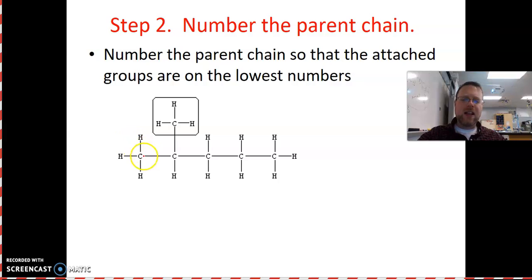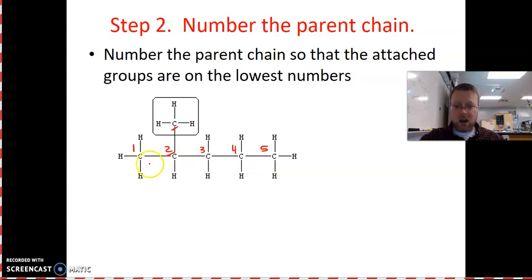Numbering the parent chain. Again, it's really important that when you number your chain, you number it so that whatever attachment you have on that chain is at a lower end. I could start numbering from 1 over here or from 1 over here, but it looks like this is going to be better. I'm going to number this chain 1, 2, 3, 4, 5. If this attachment had been closer to this end, I might have made this carbon number 1 instead. Okay? That's important because it tells me this attachment is attached at carbon number 2. That's the purpose of numbering that chain, so that you know where the attachment is attached.